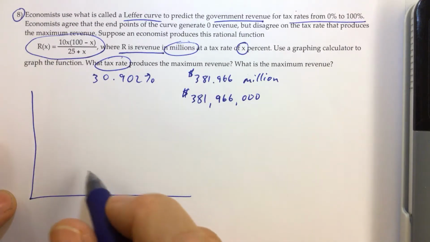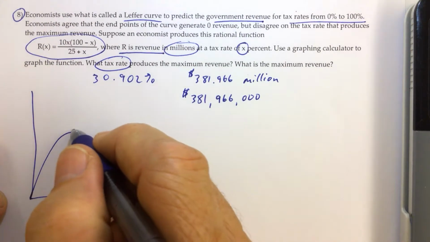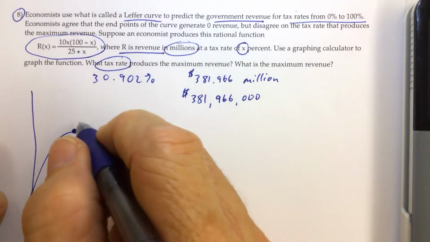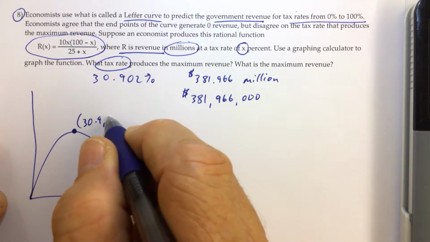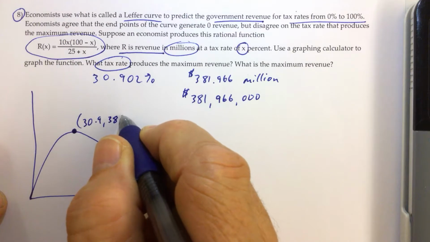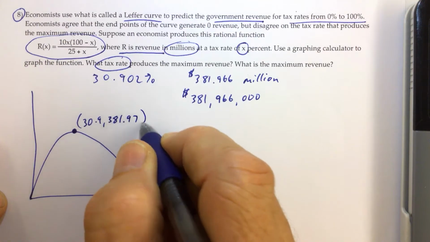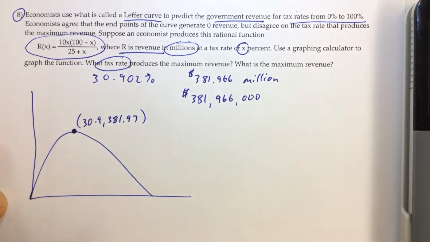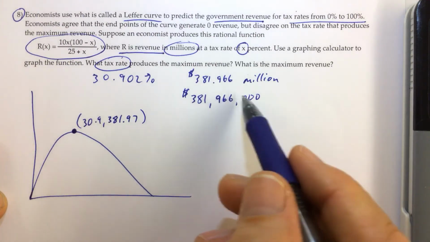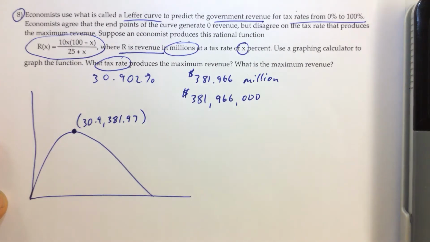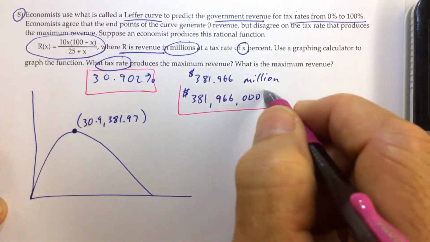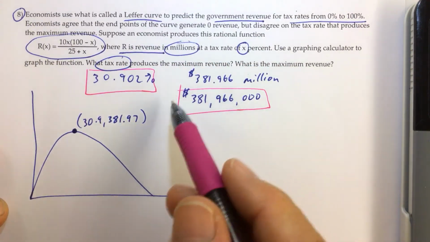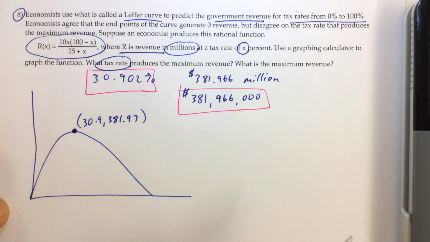What work do we need to show? We just need to show this graph of the function, and we show the 30.9 comma 381.97. Let's say like that. So we show the high point, and then we have our interpretation of the high point, and we are done. So that's all the work that you have to show, and that's it.